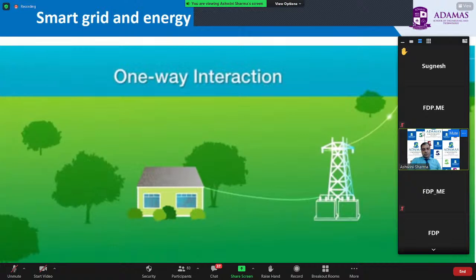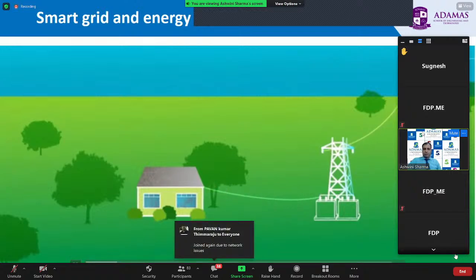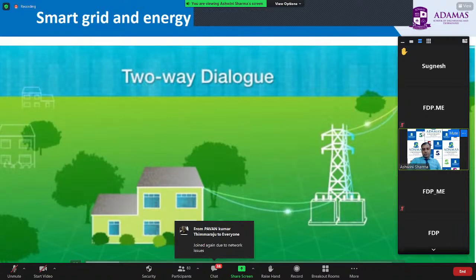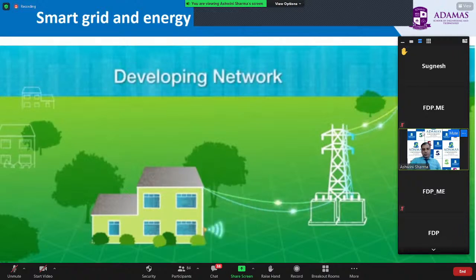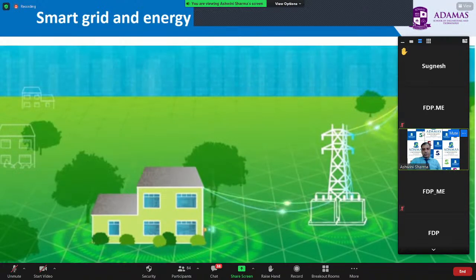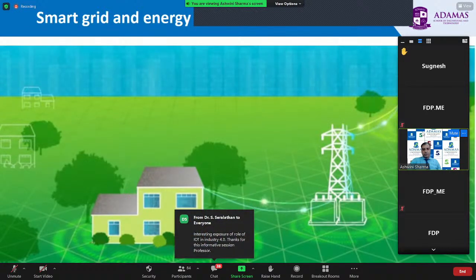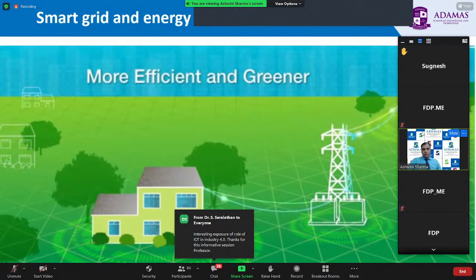This limited one-way interaction makes it difficult for the grid to respond to the ever-changing and rising energy demands of the 21st century. The smart grid introduces a two-way dialogue where electricity and information can be exchanged between the utility and its customers. It's a developing network of communications, controls, computers, automation, and new technologies and tools working together to make the grid more efficient, more reliable, more secure, and greener.